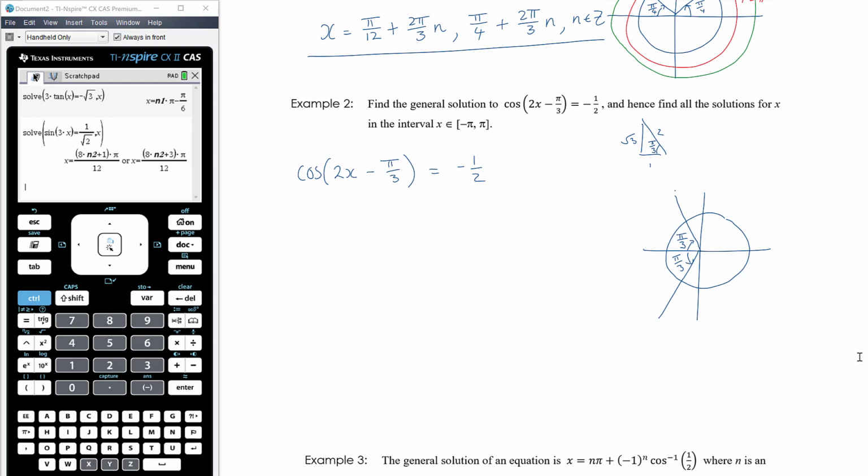Okay, so we want a general solution, so there's going to be two families of solutions. The ones all located in the second quadrant, so 2 pi on 3 plus multiples of 2 pi, and the ones all located in the third quadrant, so that will be 4 pi on 3 plus multiples of 2 pi. Okay, so we also have quite a bit going on inside the cos function, so 2x minus pi on 3 is going to be equal to 2 pi on 3 plus multiples of 2 pi. Or the second family will be in the third quadrant, so 4 pi on 3 plus multiples of 2 pi. Now again, n has to be an integer.